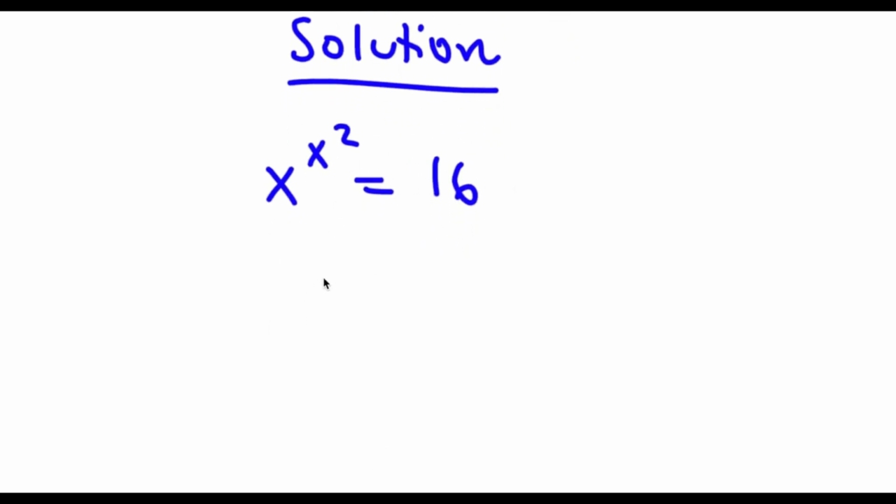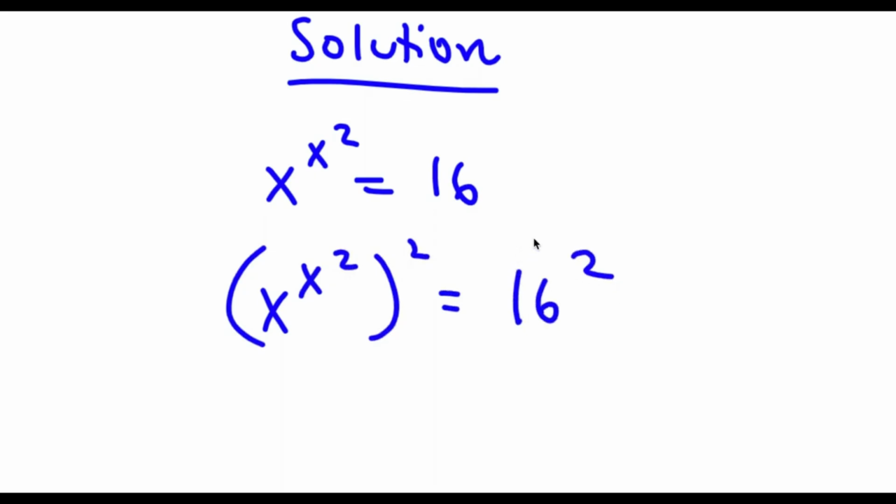Now I'm going to take the power of 2 on both sides. So now I have x to the power of x to the power of 2 to the power of 2 is equal to 16 to the power of 2.